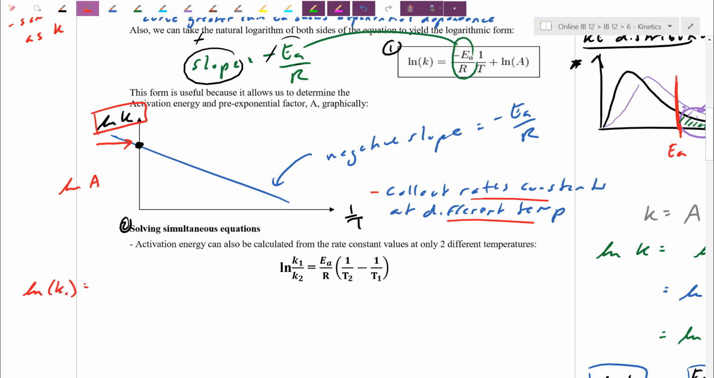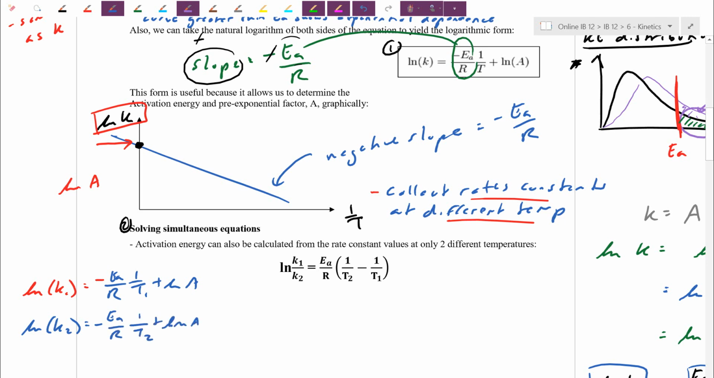I'm going to take ln of K at situation number 1, equal to negative EA over R, 1 over T1 plus ln A. So that's at temperature number 1. I'm going to do this formula here again. So ln of K2 is equal to negative EA over R, those are constants, 1 over T2, plus ln A.